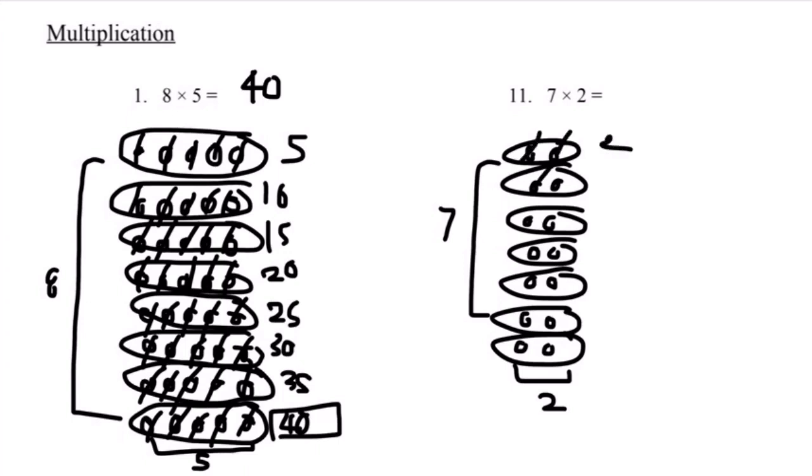1, 2, 3, 4, 5, 6, 7, 8, 9, 10, 11, 12, 13, 14. 7 groups of 2 equals a total of 14. Therefore, 7 times 2 should equal 14.